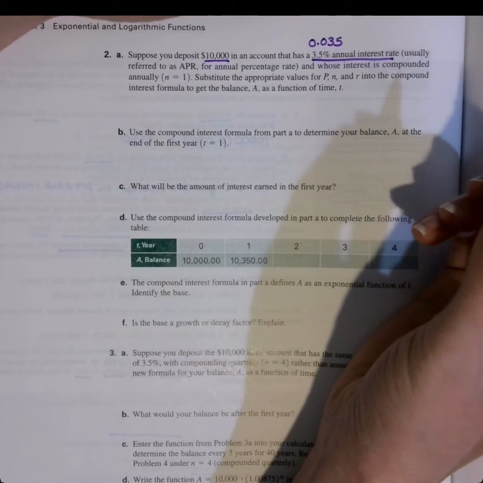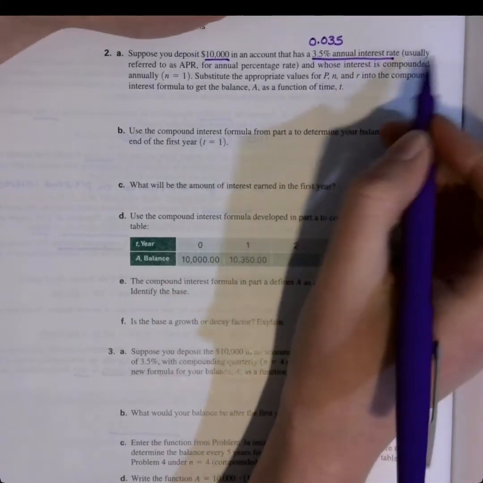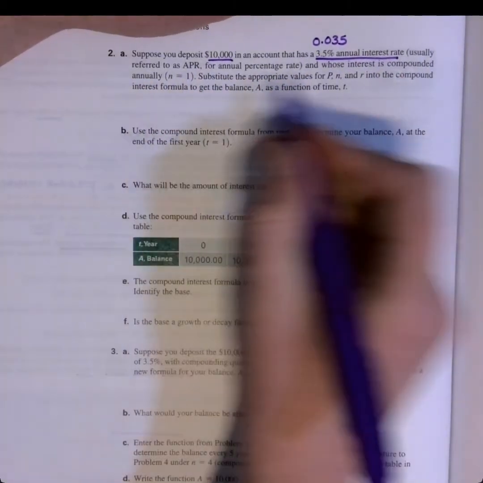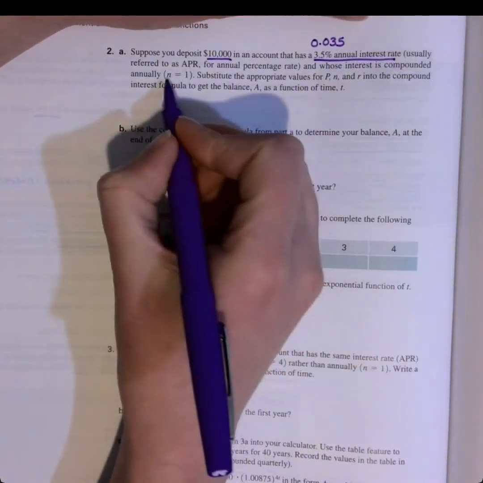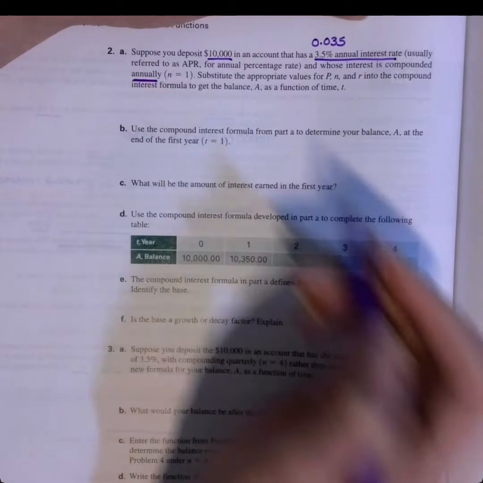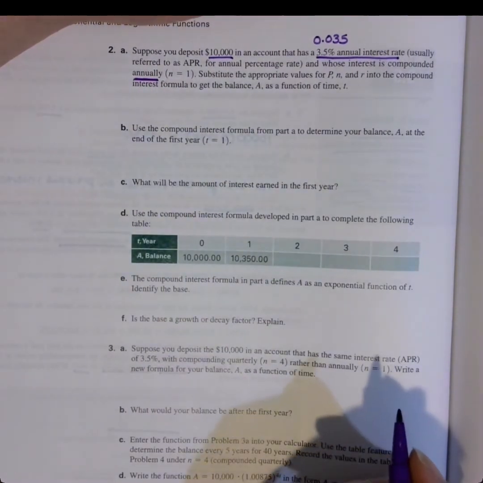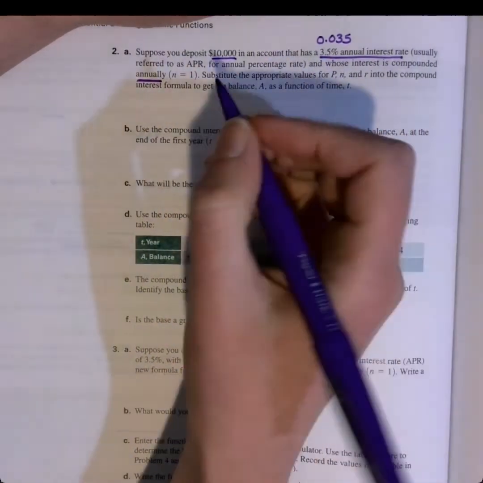And annual interest rate is usually abbreviated APR for short. So they are giving us that tidbit as well. And the interest is going to be compounded annually. And so n is going to be 1 for this one. Okay, so we're going to put these variables into our function.